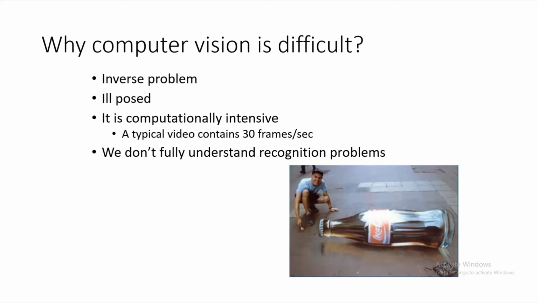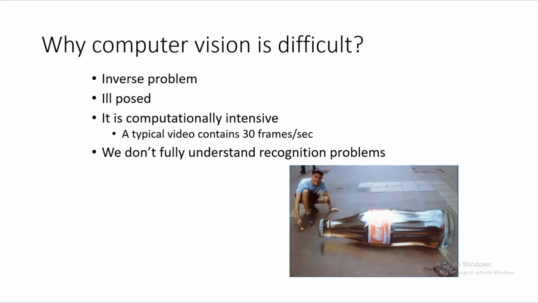Another reason is that computer vision related problems are complex. They are computationally intensive, and in general, a typical video contains 30 frames per second. That means in 1 second the video contains 30 frames, and it can go even higher, to 60 frames per second, and so on. And another reason is that we don't fully understand the recognition problem.